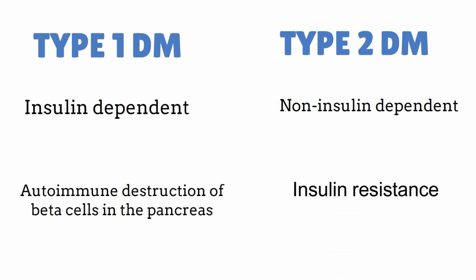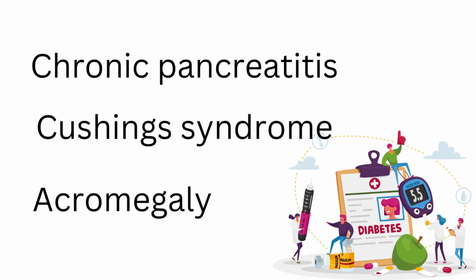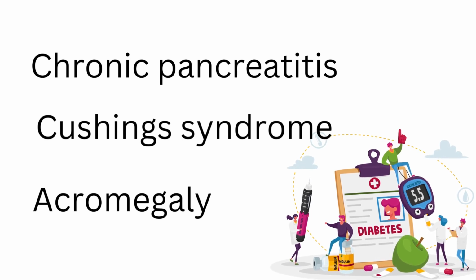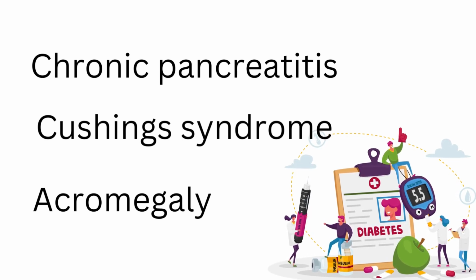In addition, some cases of diabetes are due to diseases or conditions like chronic pancreatitis, Cushing syndrome, and acromegaly, and these are classified as secondary diabetes.